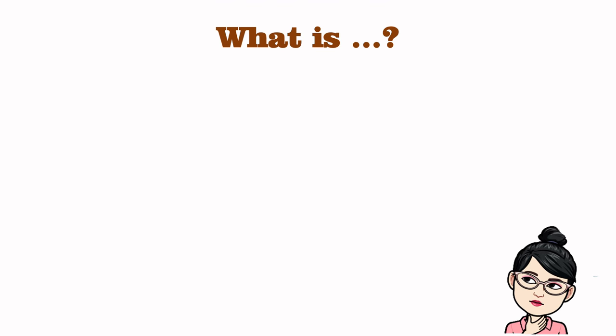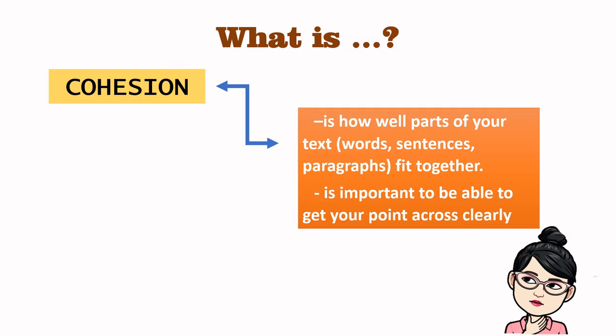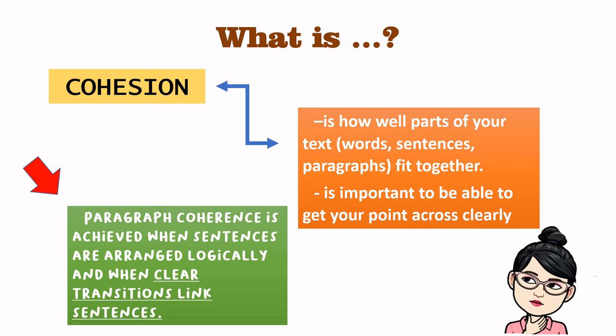Before we talk about cohesive devices, let us define cohesion first. What is cohesion? Cohesion is the way your text is linked together. Cohesion is how well parts of your text, like words, sentences, and paragraphs fit together. Sa pagsusulat, cohesion is important to be able to get your point across clearly o upang mas madali kang maunawaan. Paragraph coherence is achieved when sentences are arranged logically and when clear transitions link sentences. This is especially important in speaking dahil sa mga manonood o tagapakinig ay hindi maaaring basahin o balikan muli ang sinasabi ng isang tagapagsalita. Hindi kagaya kung ito ay pasulat. It is important to use proper cohesion.